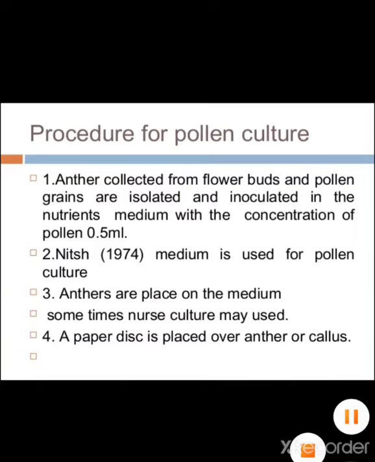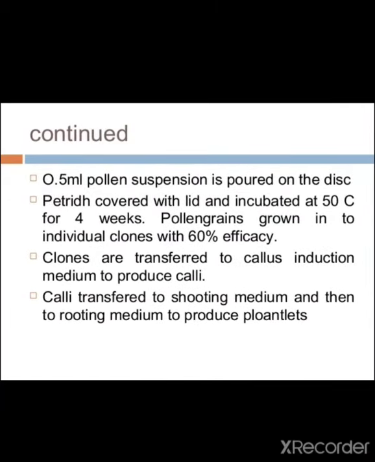Procedure for pollen culture. Anthers are collected from flower buds, and pollen grains are isolated and inoculated in the nutrient medium with a concentration of pollen of 0.5 ml. Nitsch medium is the best suitable for pollen culture. Anthers are placed on the medium. Sometimes nurse culture may be used. A paper disc is placed over anther or callus.